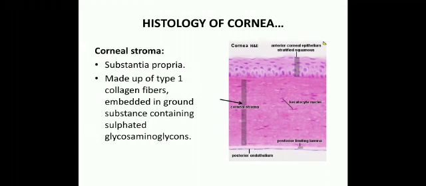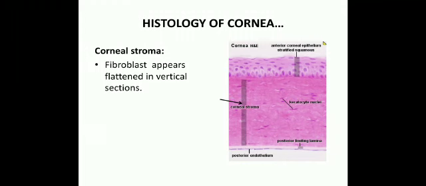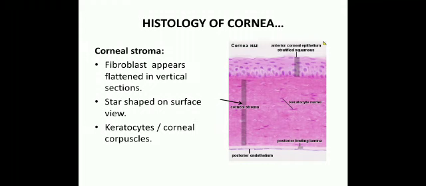Because of this regular arrangement of the fibers, and because the fibers and the ground substance have the same refractive index, the cornea looks transparent. Then the fibroblasts appear flattened in vertical sections but star shaped from the surface view. They are also called keratocytes or the corneal corpuscles.